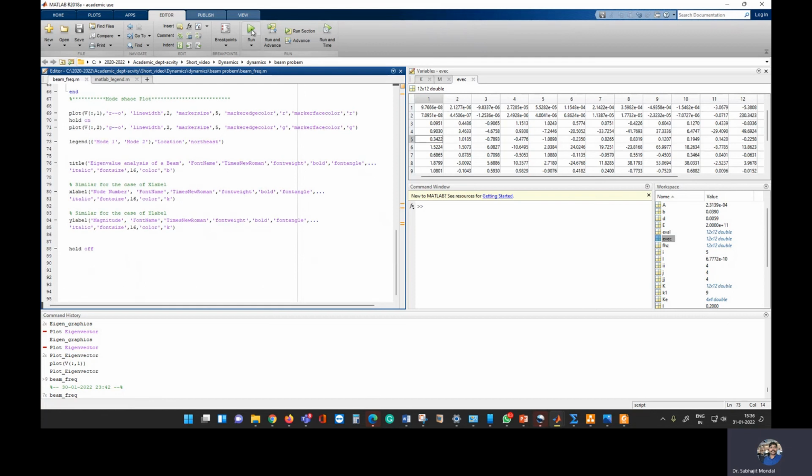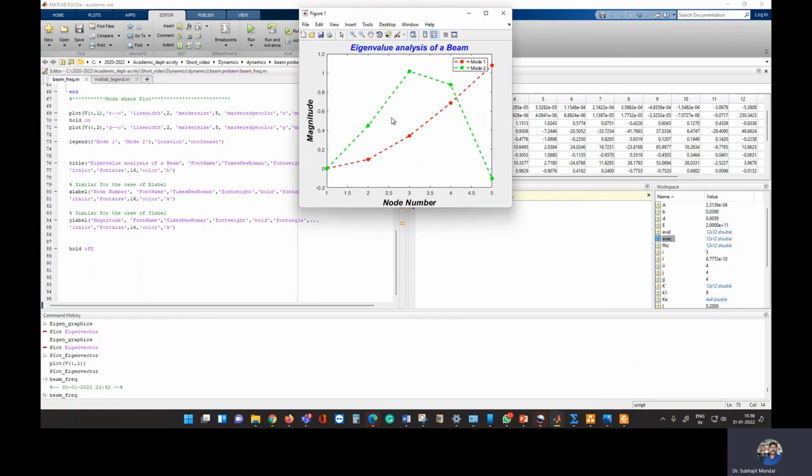Now once you click it, you will get our mode shapes. Mode shape means eigenvector, not the eigenvalue. We have taken only the vertical degree of freedom and plotted it. So the first mode, you can see it is like that. If you allow the beam to vibrate, it will vibrate in this way, either this side or this side. And this is our second mode.